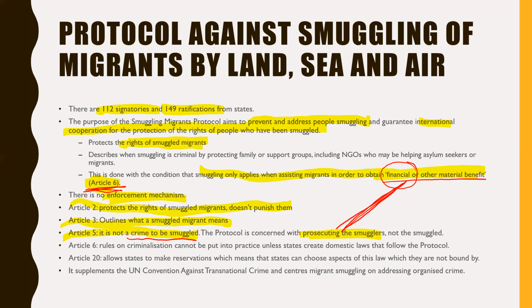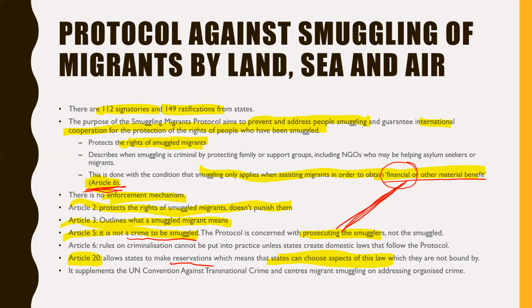Article 6 places rules on criminalisation. They cannot be put into practice unless the state creates domestic laws that follow the protocol. And Article 20 says that states can make reservations, which means that states can choose aspects of the law that they are not bound by. So that's a way that states can avoid complying with this international law, when they say, oh, but I don't want to follow that part. So that can be a bit of a problem there. And if you are interested, you should look up the international law to see which countries have made reservations to this particular law.